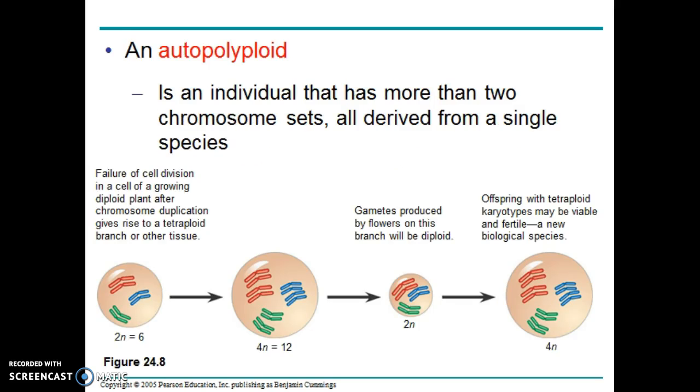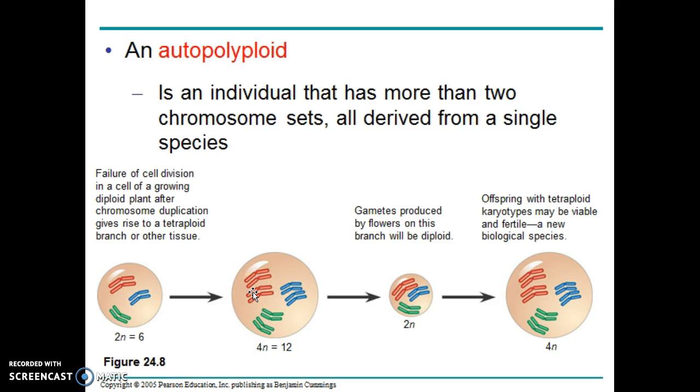Our first example of polyploidy would be called autopolyploid, and it's called that because the new organism has more than two chromosome sets and they all came from the same species. Moving from left to right, we can see that we have a 2N cell, where 2N equals 6. Each of these chromosomes, these homologs, will make a copy of themselves as they go through the cell cycle. And that one cell would look like this.